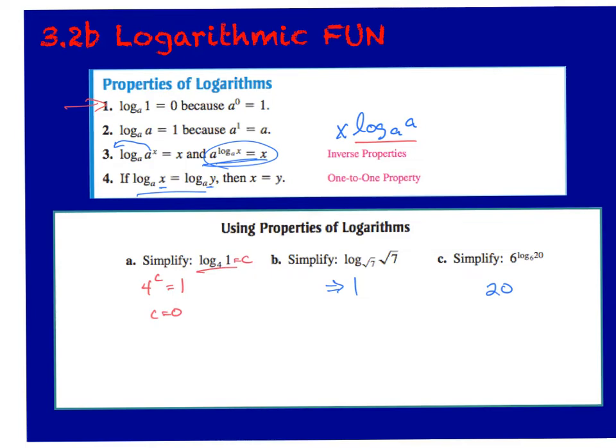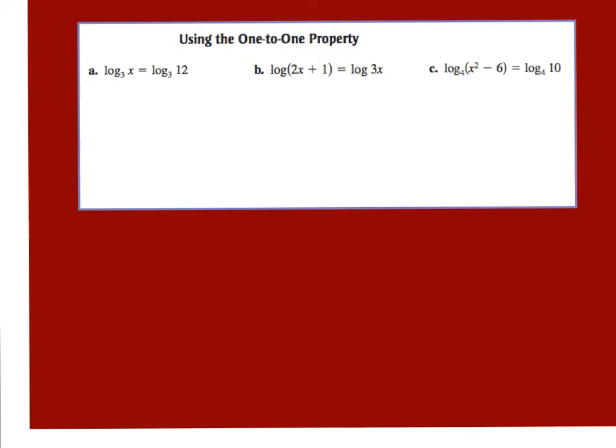Okay. So now we're going to use the one-to-one property a little bit more, but we need to have the same bases, and then we can go from there. I have log base 3 of x is equal to log base 3 of 12. Do they have the same base? Yes, so I can use the one-to-one property, just like the exponentials. So then I get x is equal to 12. That's all you're doing.